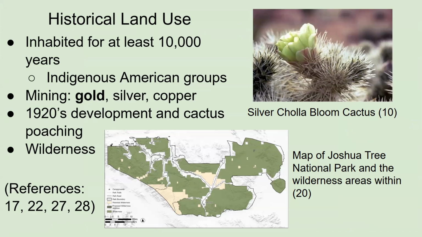silver cholla bloom cactus photographed by the NPS, out to the desert landscape. Currently, 591,624 acres within the park are designated as wilderness, as shown in the map provided by the National Park Service.